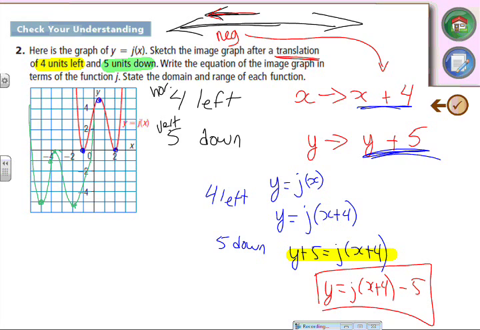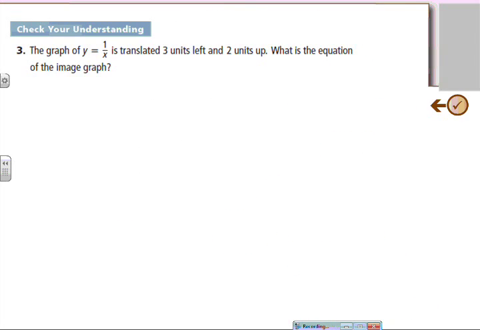Now we've got a rational graph. The beauty of this method for transformations is it does not matter what graph we start with at all. You follow these rules and it works for 100% of the graphs.